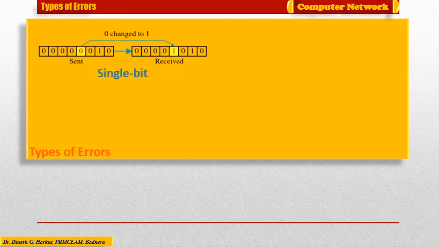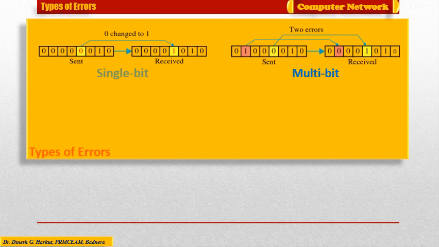Another category of error is multi-bit error. Mostly more than one disjointed bit gets flipped during transmission. Here typically two bits are shown flipped. This is the original data and this is the received data. Unlike this single bit error, here two bits get flipped during transmission, that is from 1 to 0 and from 0 to 1.